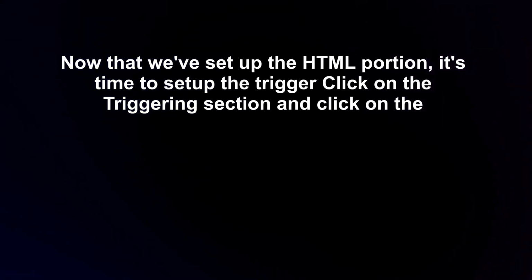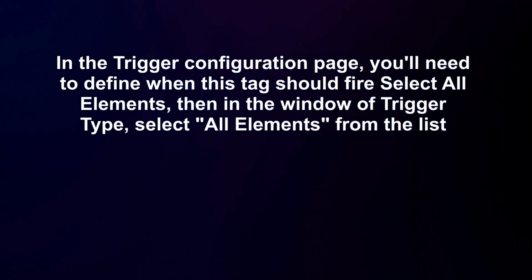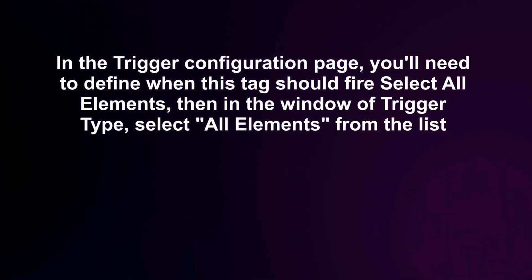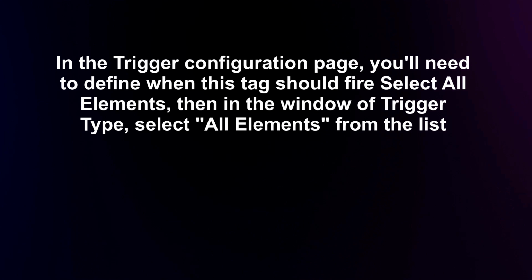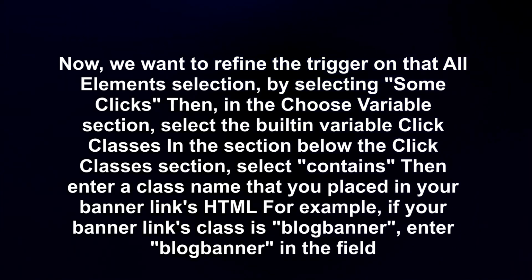Click on the triggering section and click on the trigger configuration page. You'll need to define when this tag should fire. In the window of trigger type, select all elements from the list. Now, we want to refine the trigger on that all elements selection by selecting some clicks.